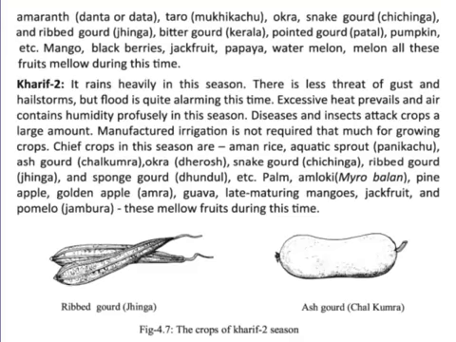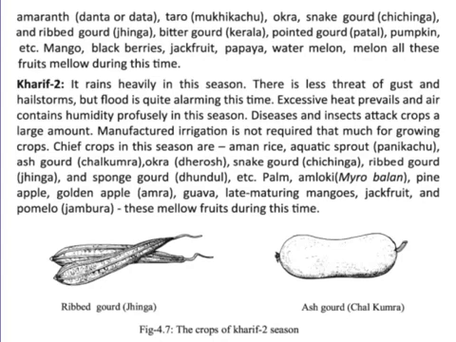But also taro, kochu, okra, sisinga, ridge gourd, snake gourd, bitter gourd, karela, pointed gourd, patal and pumpkin, etc. And mango, blackberries, jackfruit, papaya, watermelon and melon, all these fruits ripen during this time. So we will see these types of hot temperature crops in this Kharif 1 season.